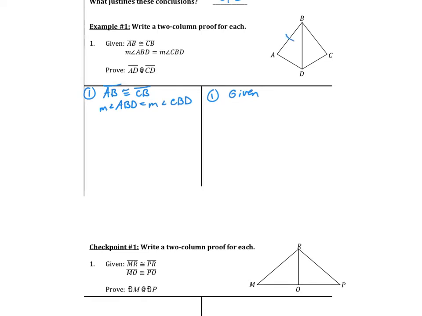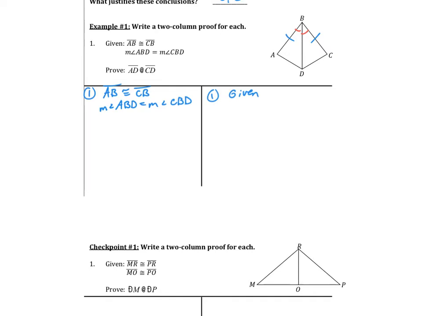So AB congruent to CB, and measure of angle ABD is equal to the measure of angle CBD. I marked that wrong. Let me fix that. So ABD and CBD are congruent. So we have one side and one angle that are congruent.